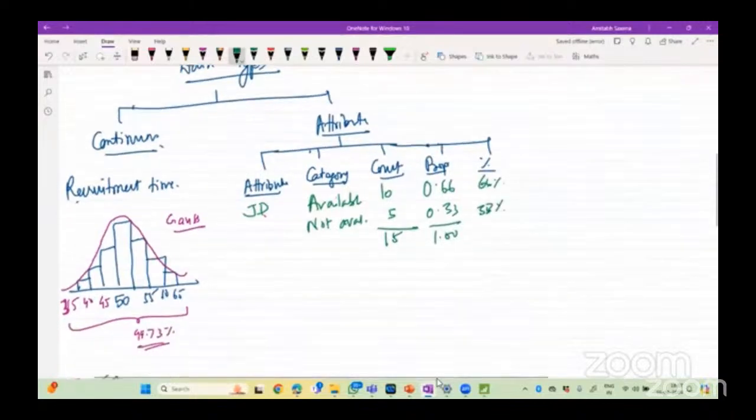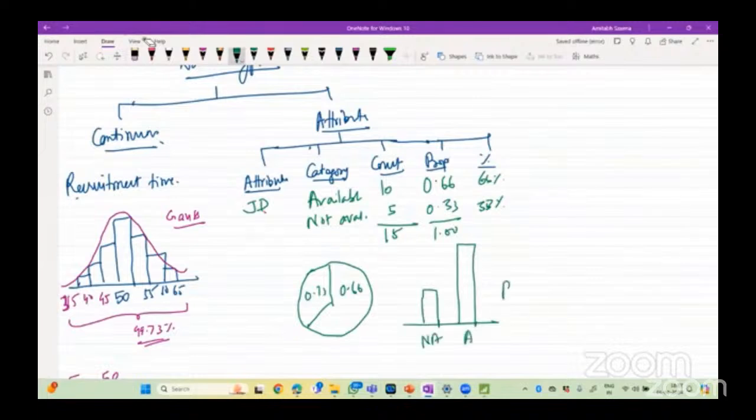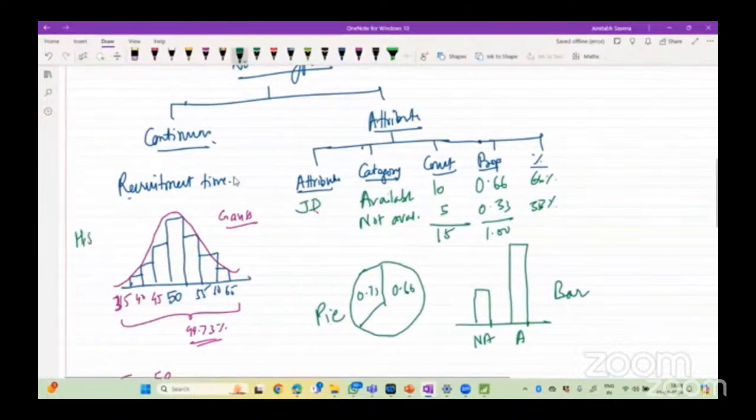And when I'm displaying any attribute data, I cannot make a histogram. I will always make a pie chart. Okay, here 33% will look something like this. So 0.66 or 0.33. Or I can make a bar chart, 0.33, 0.66, not available, available. So bar chart or pie chart for attribute data, and histogram for continuous data.